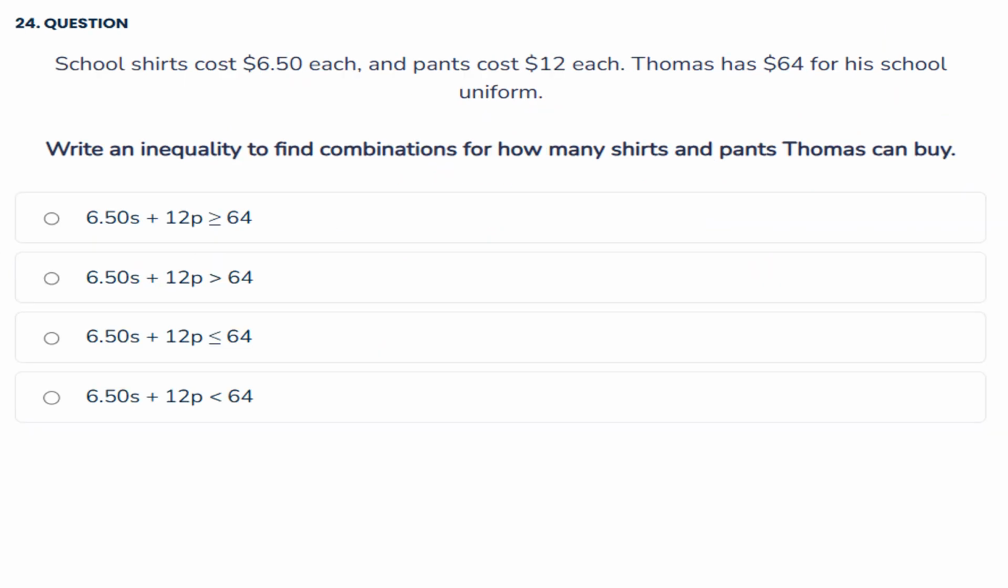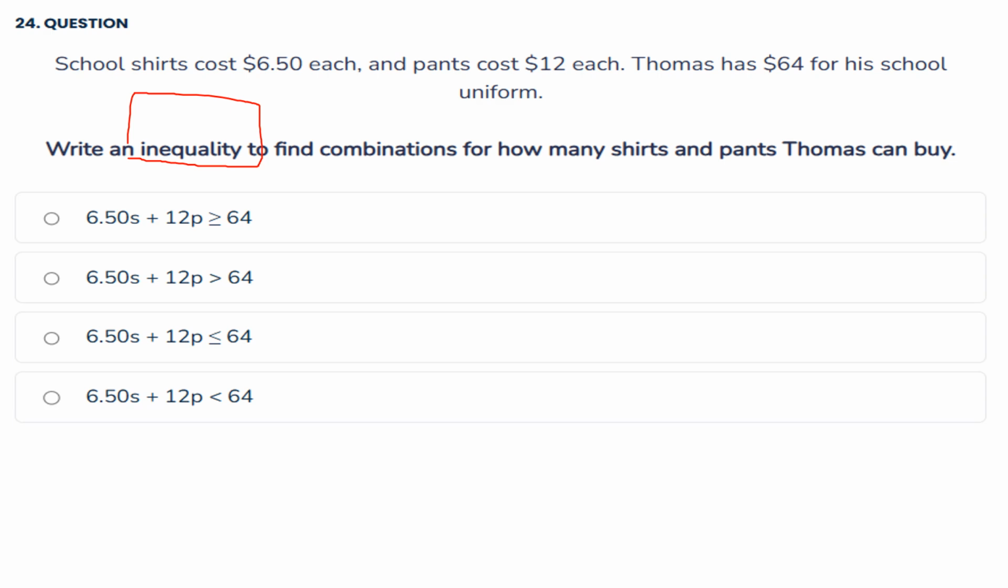School shirts cost $6.50 each, and pants cost $12 each. Thomas has $64 for his school uniform. Write an inequality to find combinations for how many shirts and pants Thomas can buy. So first thing we need to do is explain what an inequality is or what it looks like.